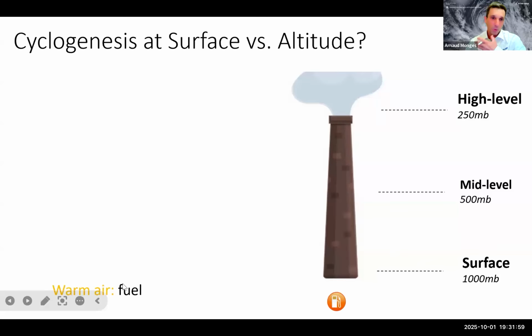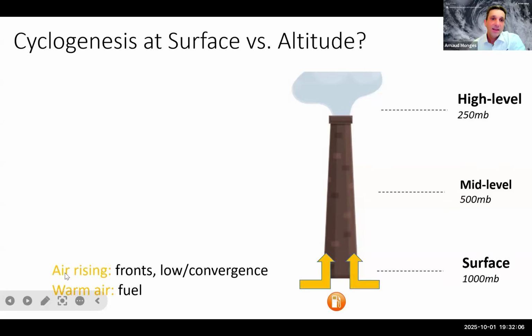At the surface, we already see it, but we need to have the fuel. So we need the warm air. What you need is air rising. We already see it. The air rising comes from the front, but it also comes from the low pressure. At the center of the low, the air is converging and the air cannot go down through the ground, so it goes up. So those are all the good ingredients that you need to have a system forming.